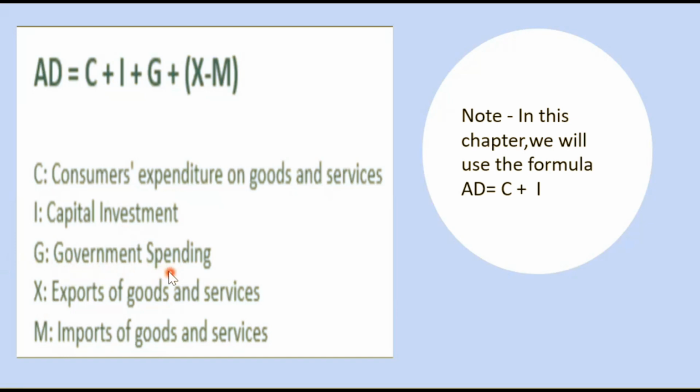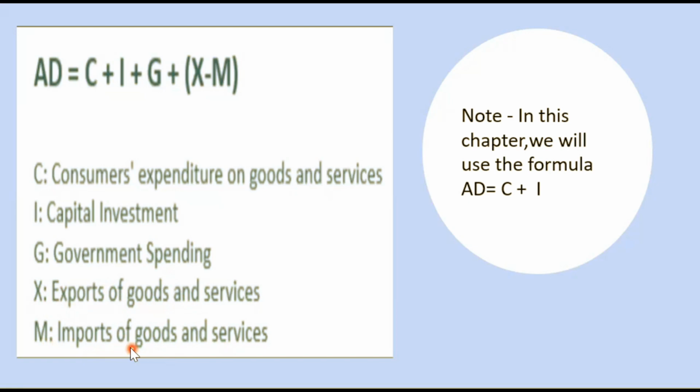It is the total expenditure which is incurred by the government on purchase of goods and services in the domestic market, payment of employees who are working in government offices. X stands for exports of goods and services, and M stands for imports of goods and services. And the difference between X and M, that is the difference between export and import, is known as net export.